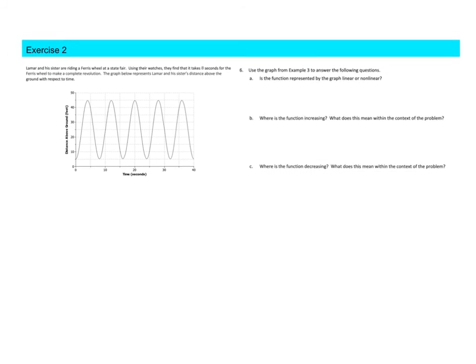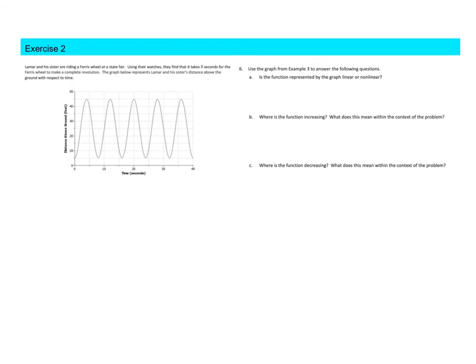All right, moving to exercise 2. It says Lamar and his sister are riding a Ferris wheel at the state fair. Using their watches, they find that it takes 8 seconds for the Ferris wheel to make a complete revolution. The graph represents Lamar and his sister's distance above the ground with respect to time. So you can see that they start pretty close to the ground. They go up, right, to the top, and then they go back down. And then they go back up again, and then they go back down, and then back up, etc., right? This is them on a Ferris wheel. And eventually they make it all the way back down, and they stop.